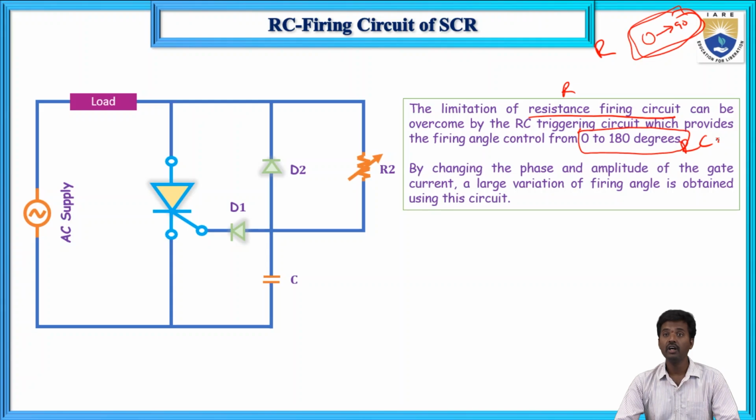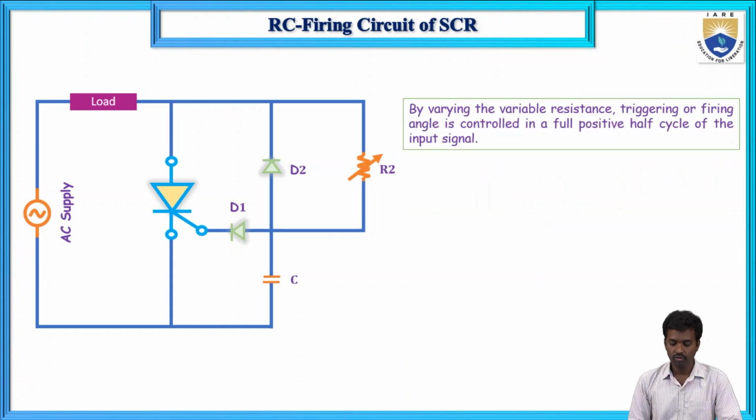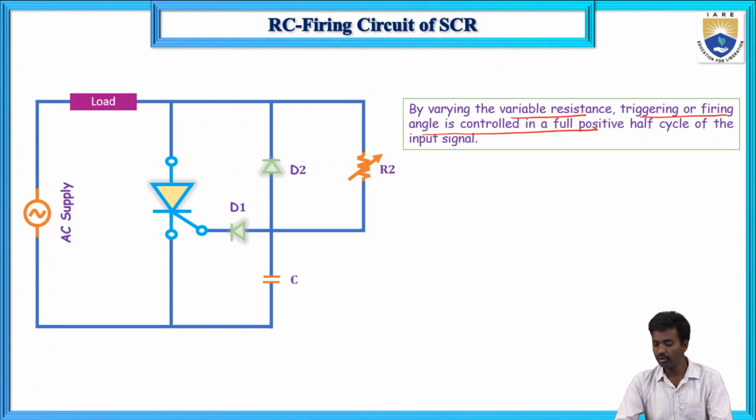By changing the phase and amplitude of the gate current, a large variation of firing angle is obtained by using this circuit. So now let us see how the firing angle control from 0 to 180 is achieved. First, by varying the variable resistance, the triggering or firing control is controlled in the full positive half cycle, so that we will see.